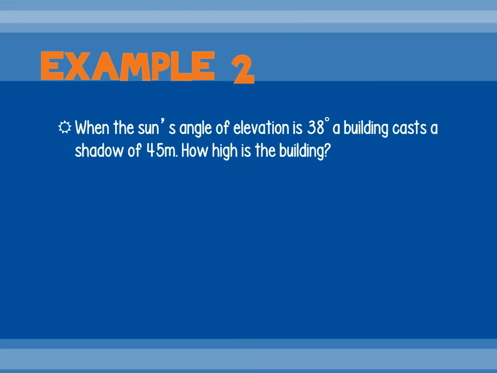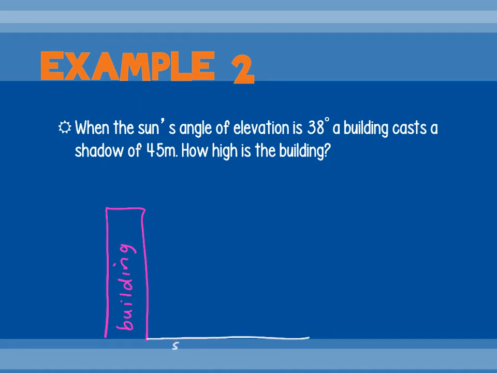Example 2 says, when the sun's angle of elevation is 38 degrees, a building casts a shadow of 45 meters. How high is the building? So again, you've got your building. And I've got it casting a shadow. So if my shadow comes back this way, it says the sun, so the sun would probably be somewhere over here, casting this shadow because it would reach back to over that building, okay?